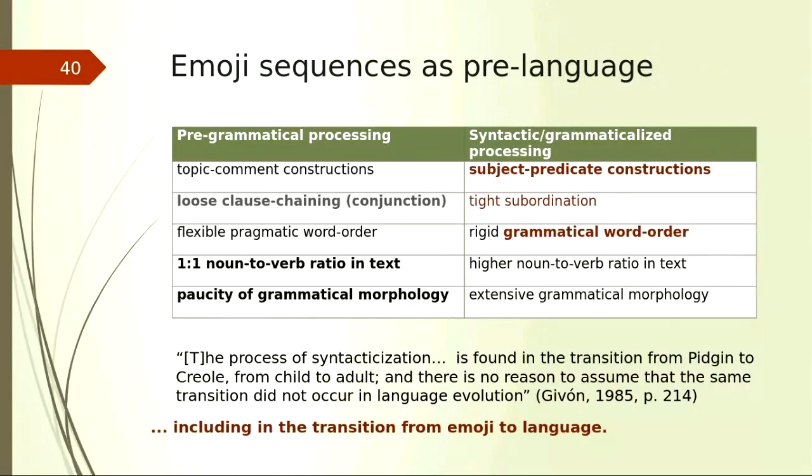But also, we are seeing evidence that falls under the syntactic or grammaticalized column here. Subject-predicate constructions, or I should say predicate-subject constructions, and a grammatical word order, not a rigid order, but a preferred word order. And I'd like to add then to what Givon says. In 1985, he said the process of syntacticization is found in the transition from pidgin to creole, from child to adult. And there is no reason to assume that the same transition did not occur in language evolution. I'd like to propose that we include in that the transition from emoji to language.